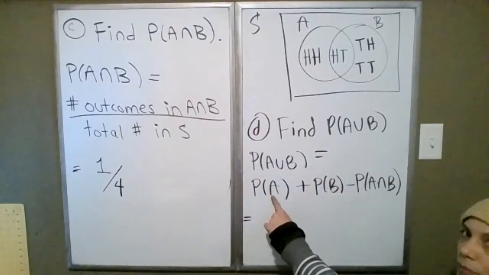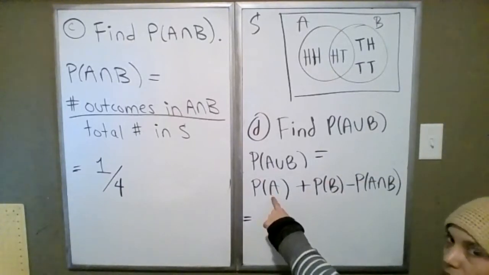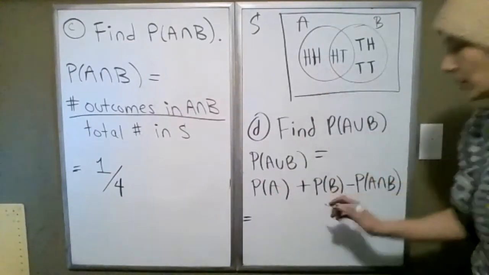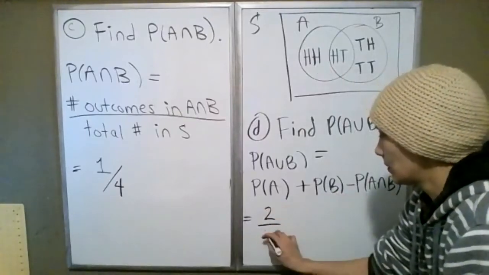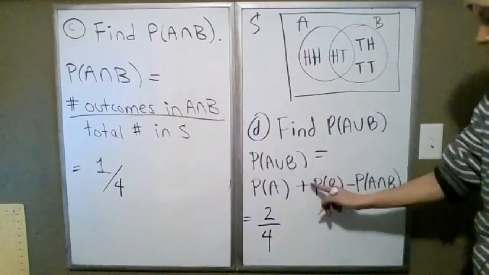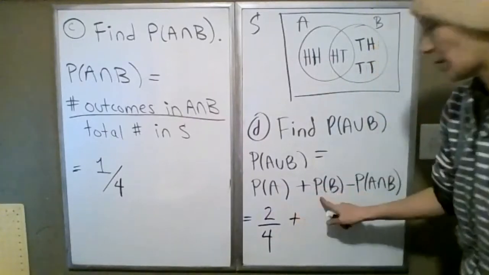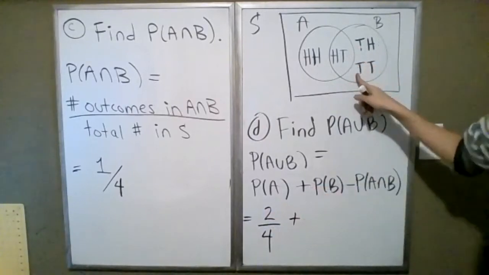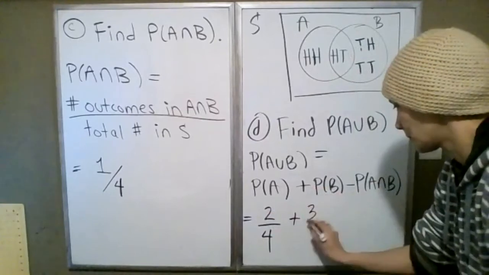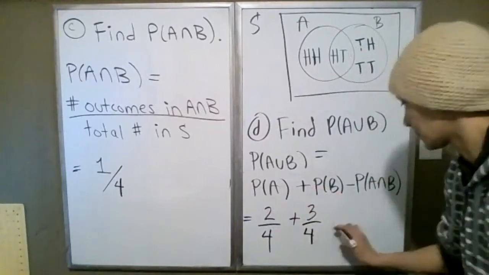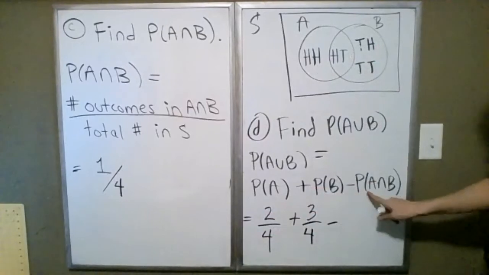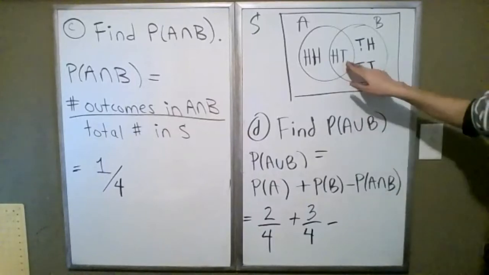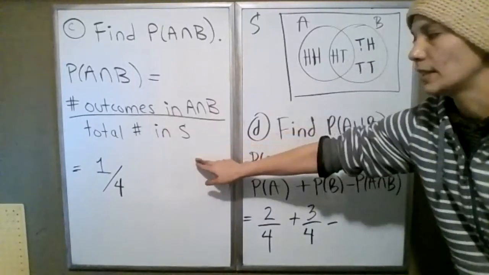Okay, this number first. Probability of A is the number of outcomes in A over the total, which there's 2 outcomes in that set, and 4 total. Probability of B, you check how many elements there are in B, which is 1, 2, 3 elements, and divide by 4. Subtract probability A intersect B. So count the number of elements in this set, which is just 1, or we did it over here, this 1 out of 4.